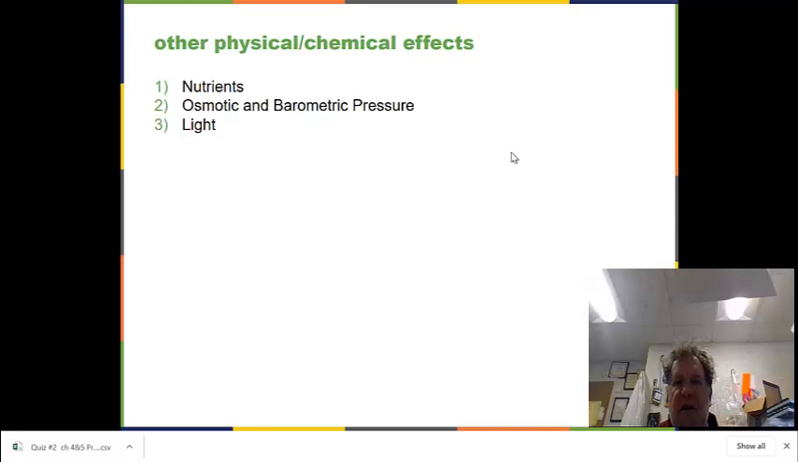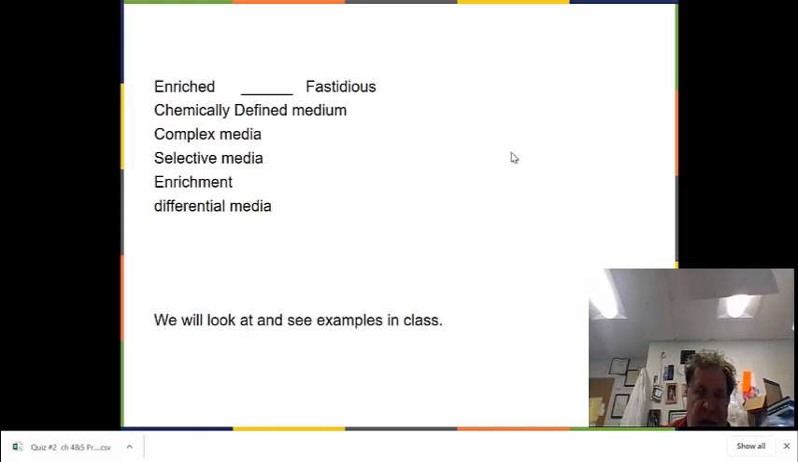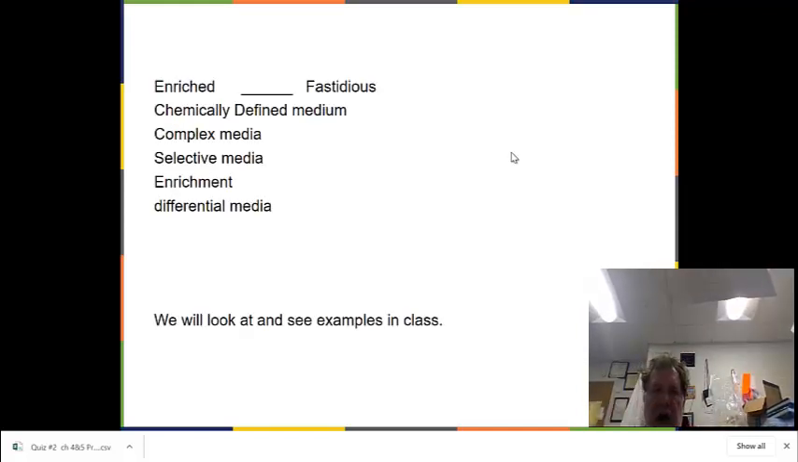Other physical and chemical effects: nutrients in a culture will affect whether a bacterium is able to grow or not. We can also look at osmotic and barometric pressure, and the presence of light. These are all things that can have an effect on growth. In class, we're going to talk a little bit about media. We can talk about enriched media, which has a lot of really good stuff in it. We can talk about fastidious organisms, which require a lot in order to grow.